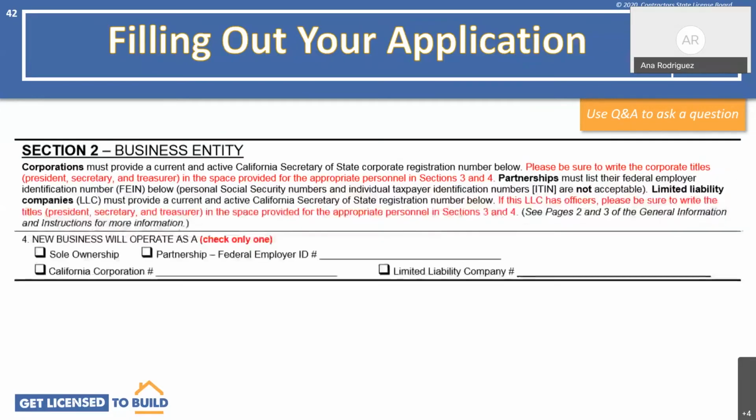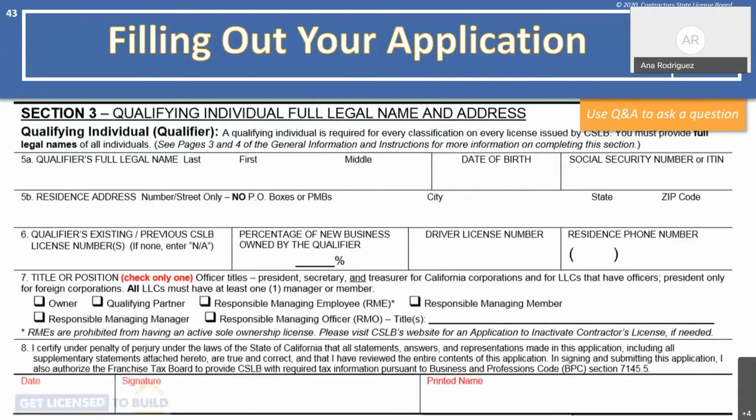In section 2 of the application, you will select your business entity. If you are applying for a corporation or an LLC, you will need to provide your registration number provided to you by the Secretary of State. Make sure to pay extra attention to the instructions in this section pertaining to the entity for which you are applying.